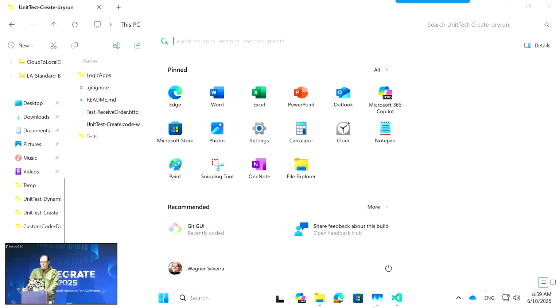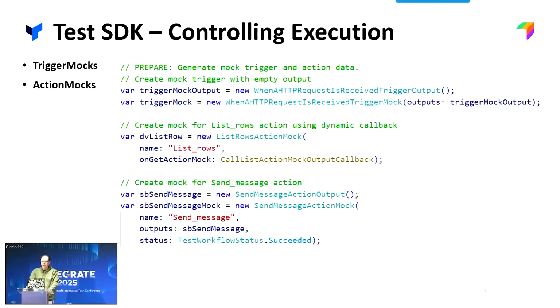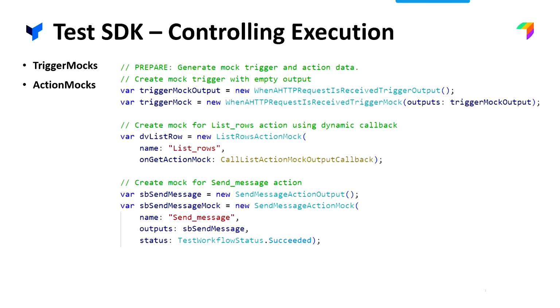Let's go back to the presentation. We'll go super quick on some of the things that we have in the SDK, and then we can get into the other items. When you're looking at the test SDK, there are areas where you need access to data to control your execution, and that is your trigger mocks and your action mocks. Those classes, when you load in from the JSON, just create representations of those classes inside of the mocking object.